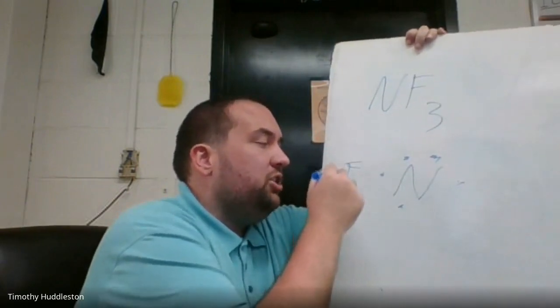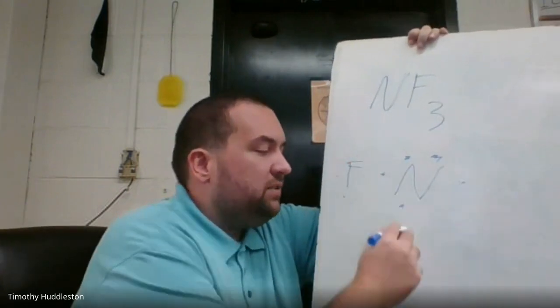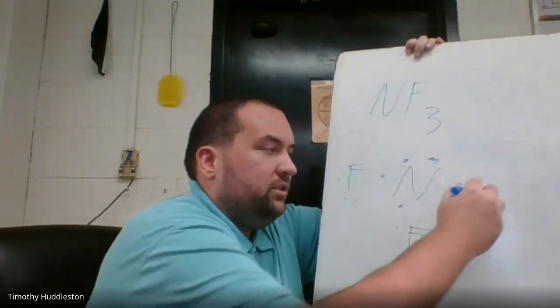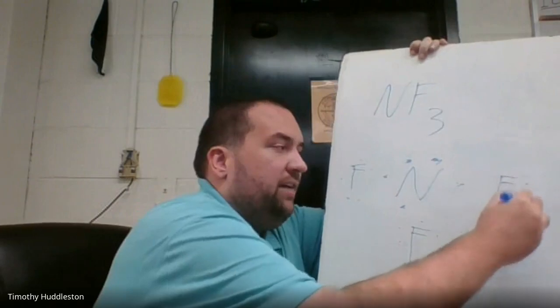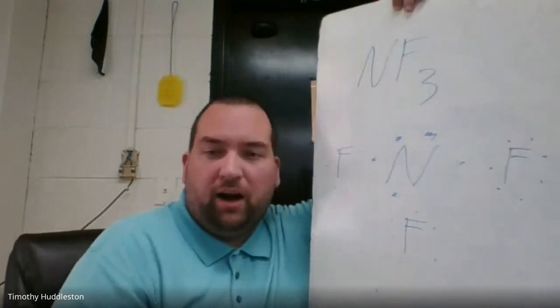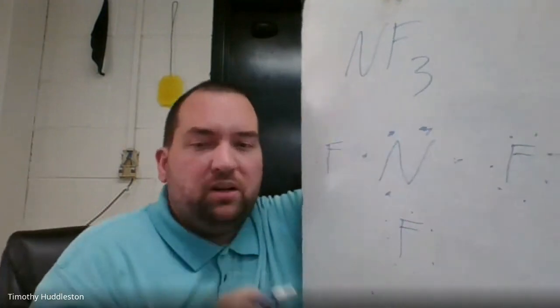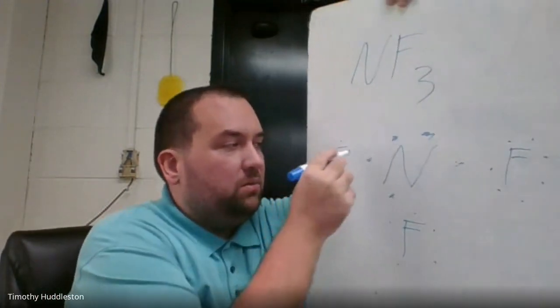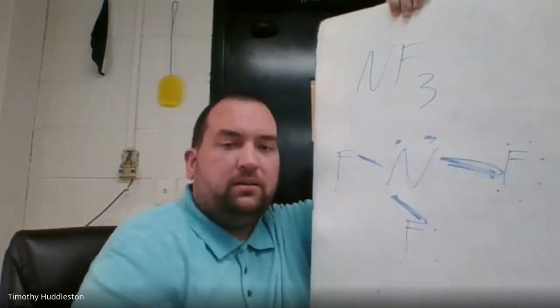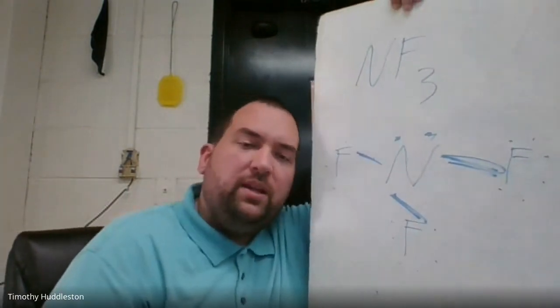So each F has 7 dots. Why do I know they have 7 dots? Well, they're in group 17. That means that they have 7 valence electrons. And I have 3 Fs. So each of these Fs needs 1 bond. That means each of them needs 1 electron from N. So this is a bond. That's a bond, and that's a bond. So now we know that they're all bonded.